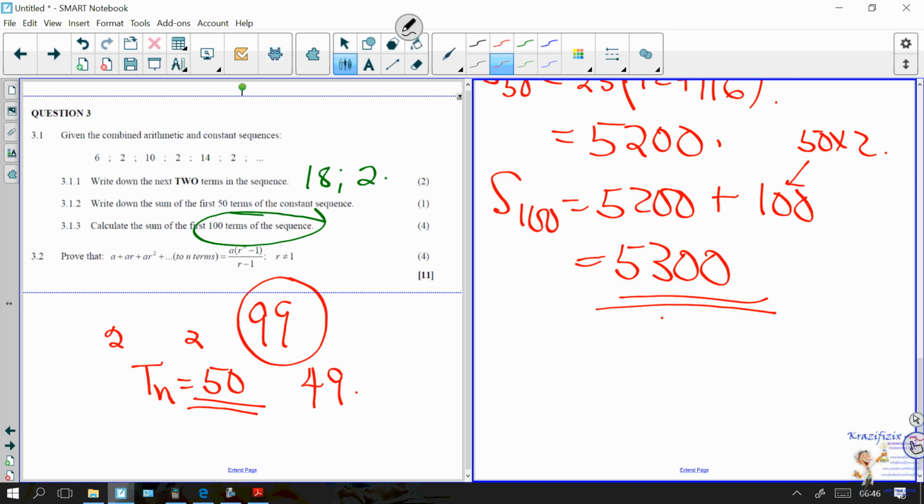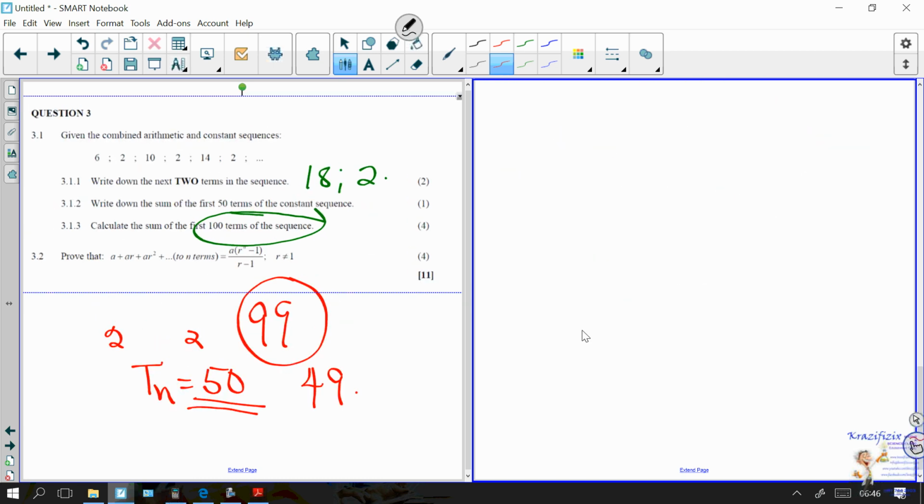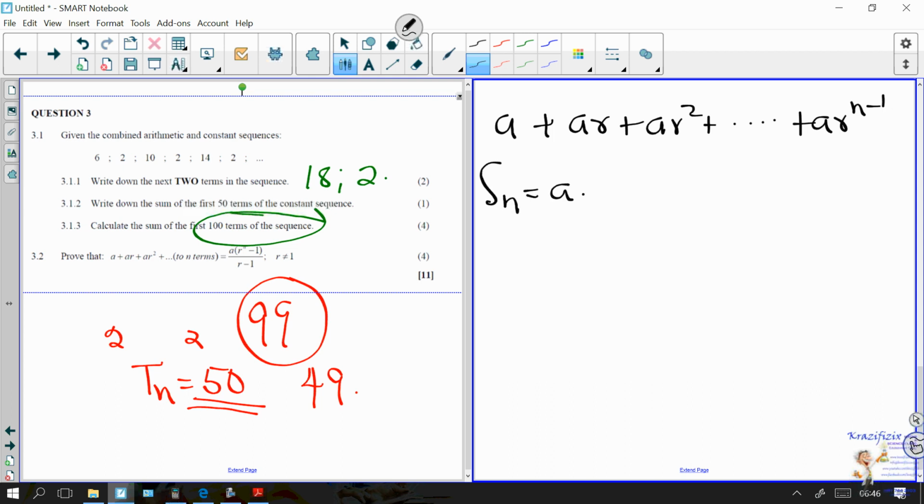Prove that A plus AR, AR squared, that's my geometric sequence. All right, what do we know? If you look at this, it says prove that A plus AR plus AR squared, to n terms, which is plus AR^(n-1). That is saying the sum. So we come here and say this is equal to what? Sn equals A plus AR plus AR squared, plus AR^(n-1).